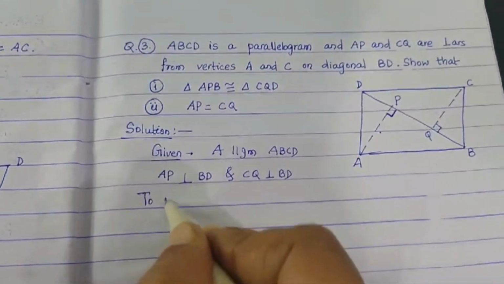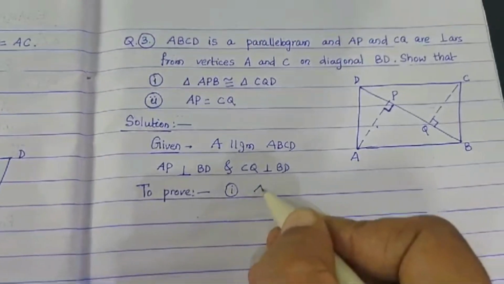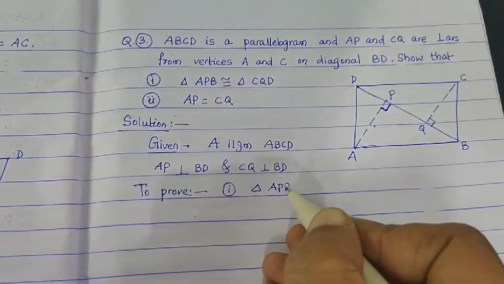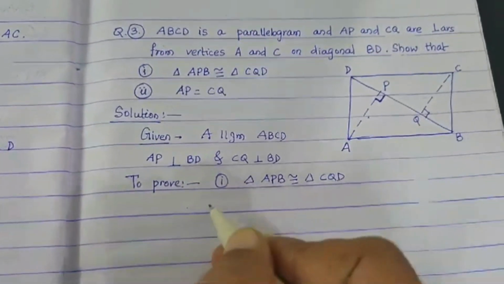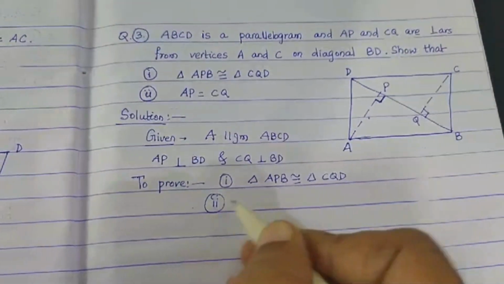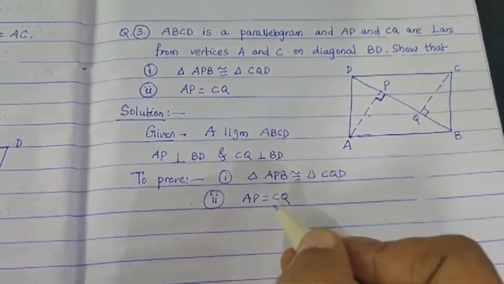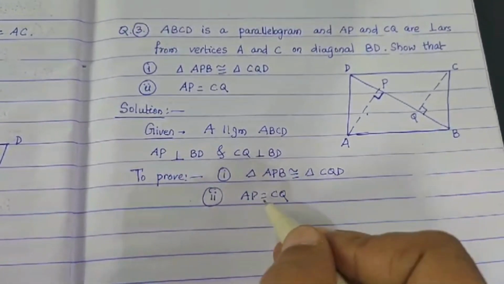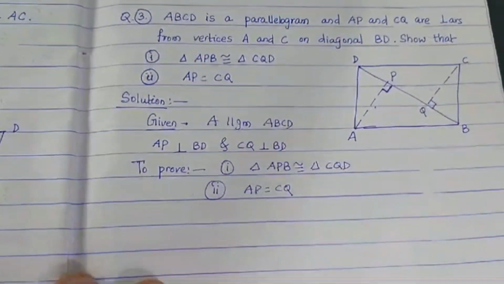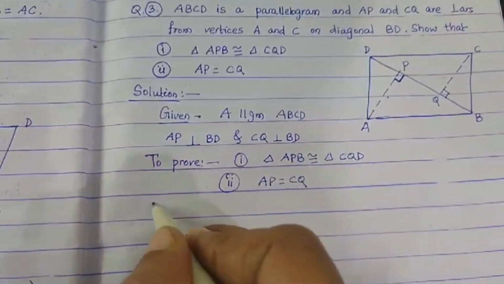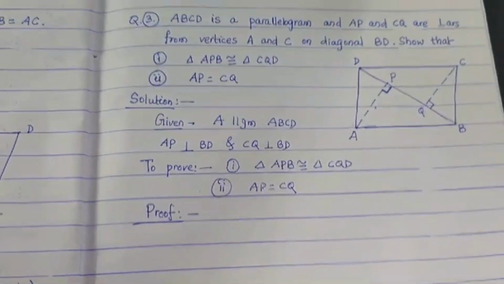Now what we have to prove? We have to prove first of all triangle APB is congruent to triangle CQD, and second one we have to prove that AP is equal to CQ. So the second part is easy, because if you prove this one, then by CPCT, we can write AP equal to CQ. So our focus is on first part. First part we will prove very easily.